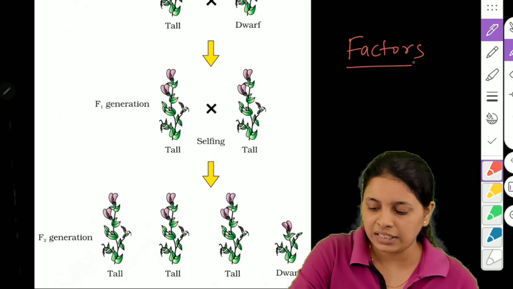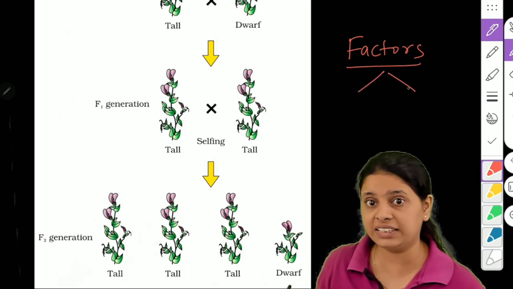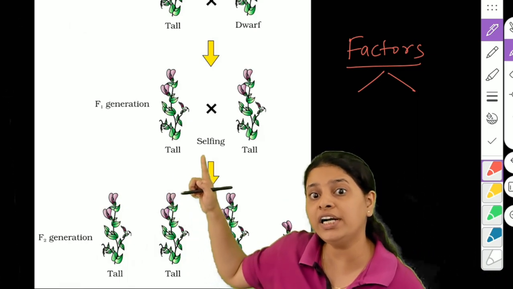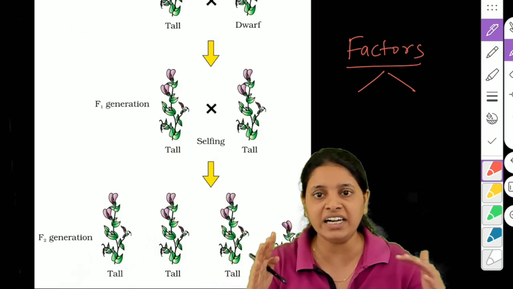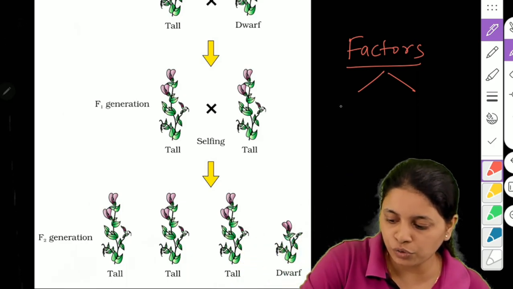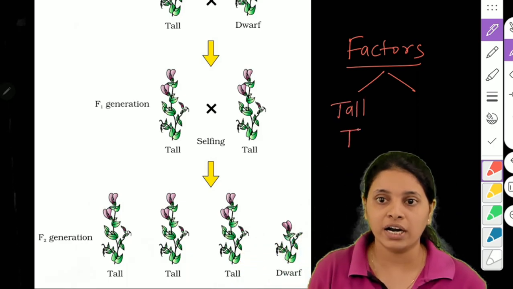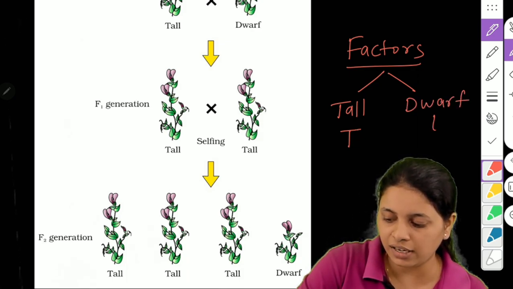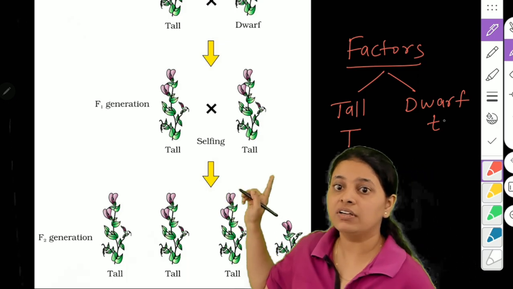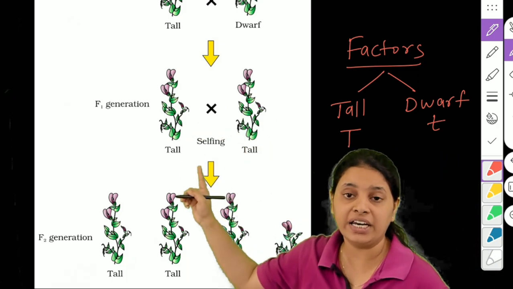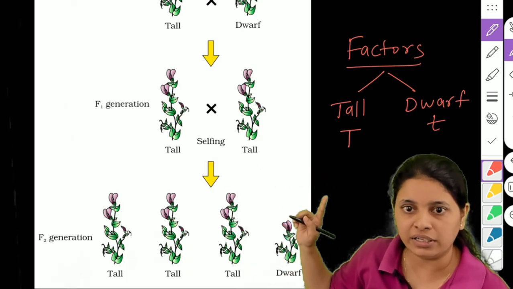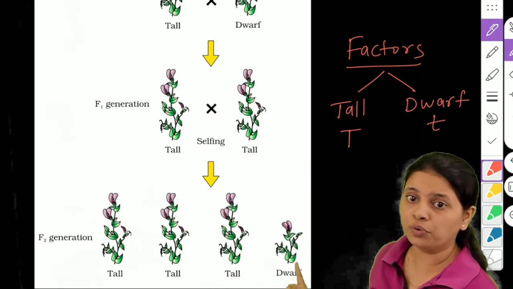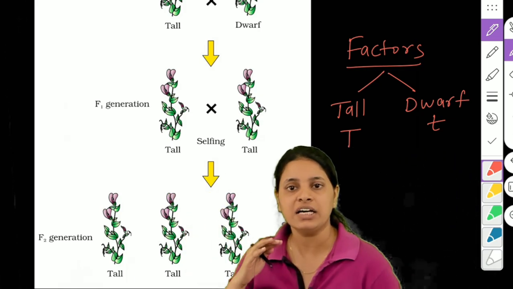And he simply said that, as we can see, if we cross tall and dwarf plants in the parental generation, and we are having only tall plants in the F1, so this height is dominating, right? So we use capital T for tall height, and for dwarf plants we use small t. Okay, so the character which was expressed in F1 is called dominant, and the character which was not expressed in F1 but we saw it in F2, that is dwarf, is called recessive, right?